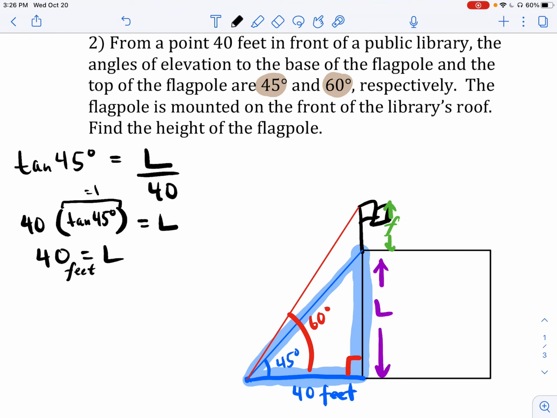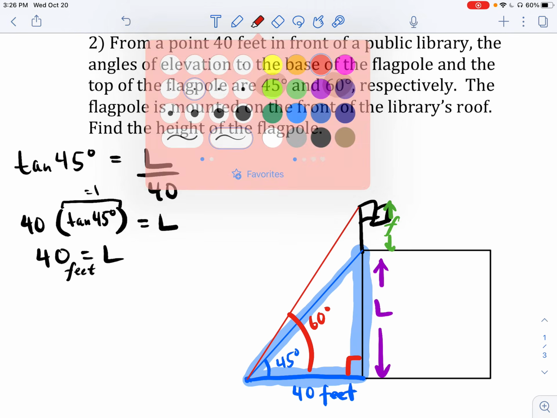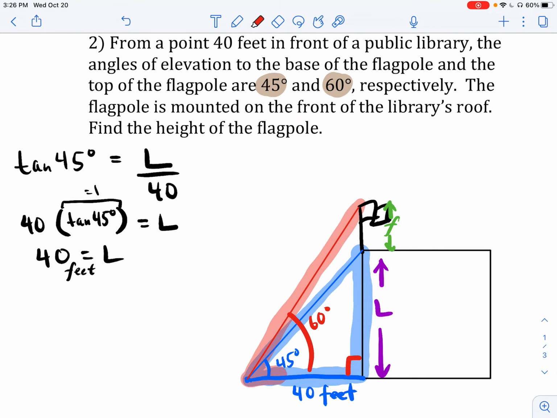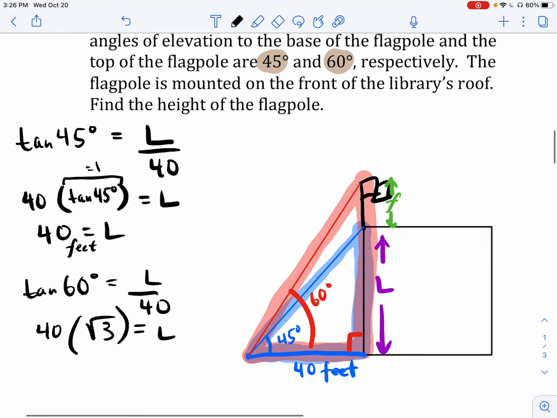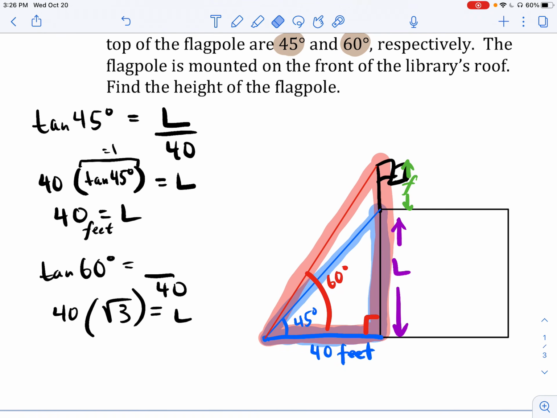Okay? Well, what about now this right triangle over here? Well, here we can then say the tangent of 60 degrees, setting it up the same way, is equal to L over 40. So then L is equal to 40 times the tangent of 60, which is root 3. So L is just equal to 40 root 3. Excuse me, this is not L, I apologize. This was all done with F, the height of the flagpole, plus L.